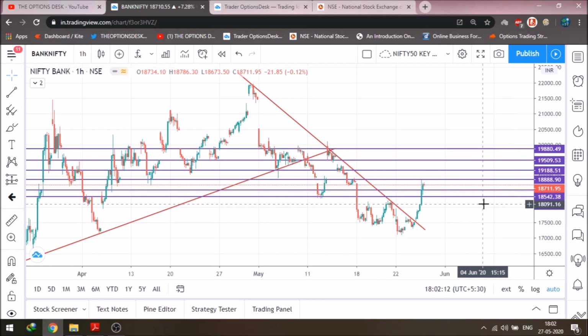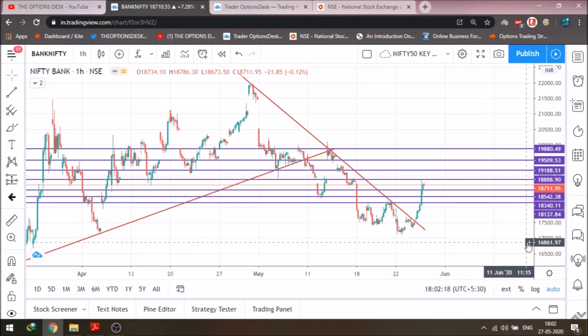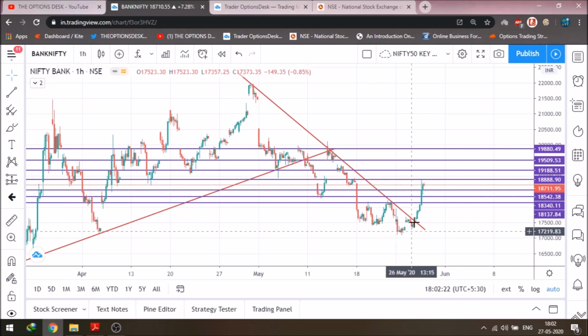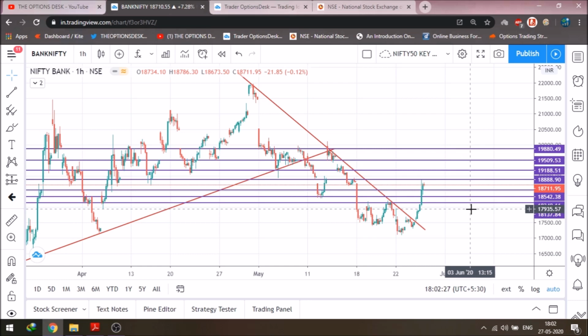And now let's take the first target also. Now taking the interim support at this particular point: 18,137 would be the interim support for the Bank Nifty if it starts to move downward, or if it starts to give a retracement of this big move. And now the final support that I should mark for the Bank Nifty is at the level of 17,935. So these are all the levels.